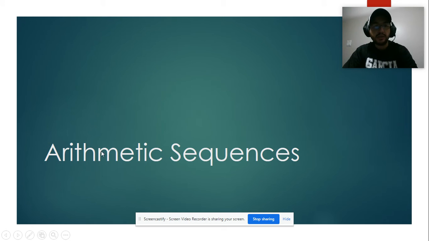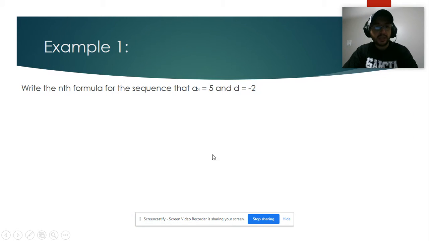Okay, let's keep talking about arithmetic sequences. Now, let's go over some examples where the first term is not given or the sequence is not given. How can we find the nth formula?